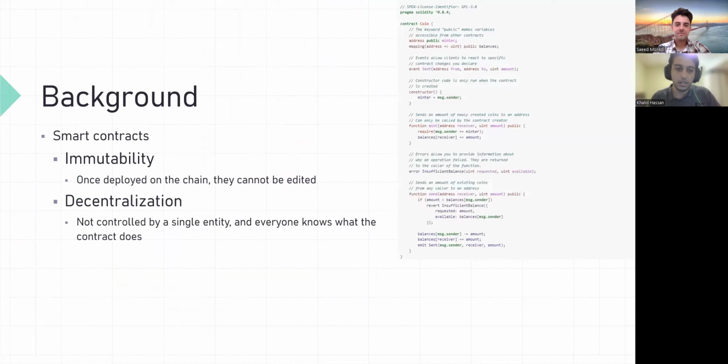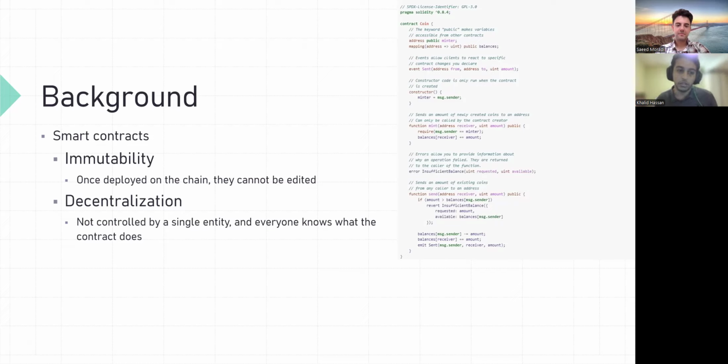All right, so initially, we're going to start off with a little bit of a background on smart contracts. Smart contracts have two major characteristics that we're interested in. The first of which being immutability. This means that once a smart contract has been deployed to a blockchain or to a chain in general, the contents and behavior of a smart contract cannot be changed. And this stems from the immutability feature of a blockchain that is inherent to it.